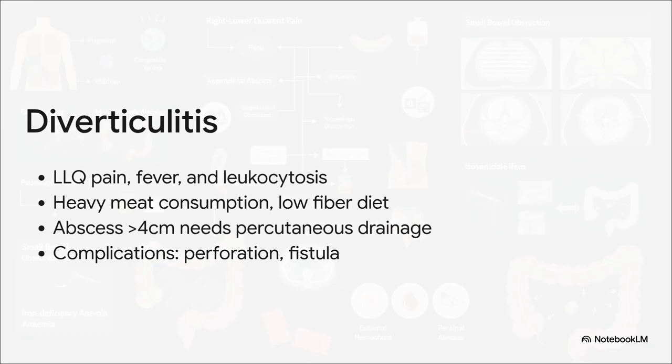Another super high-yield complication to watch for is a colovesical fistula. This is a connection that forms between the colon and the bladder, and it presents distinctively with pneumaturia, literally air in the urine, or fecaluria, along with recurrent, mixed flora urinary tract infections.